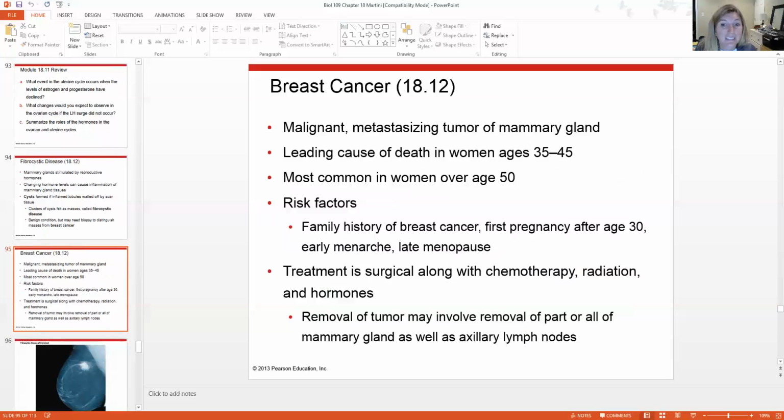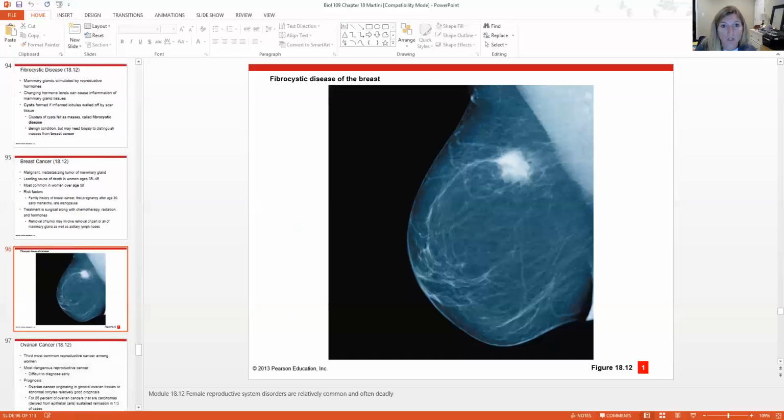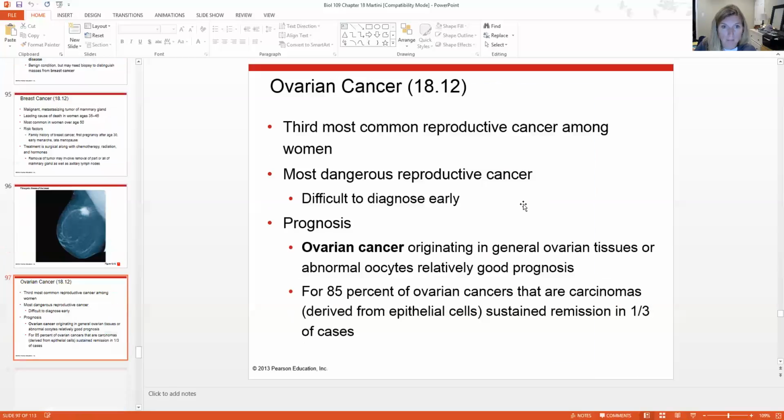Breast cancer is the malignant metastasizing tumor of the mammary gland. It's the leading cause of death in women ages 35 to 45. It's most common in women over 50, and the risk factors include family history, first pregnancy after age 30, early menarche, or late menopause. Treatment is surgical, along with chemotherapy, radiation, and hormones. The removal of the tumor may involve the removal of all or part of the mammary gland, as well as your axillary lymph nodes, which is typically where they metastasize to quickly. This is fibrocystic disease, not breast cancer.